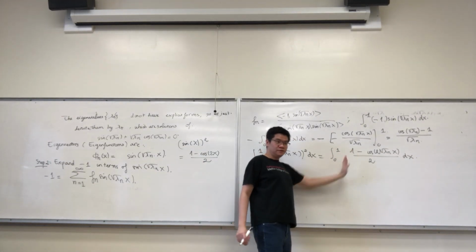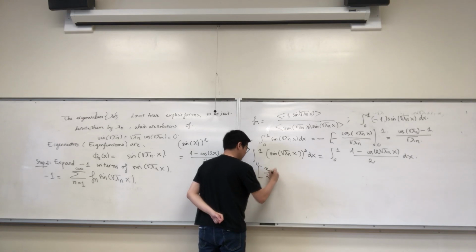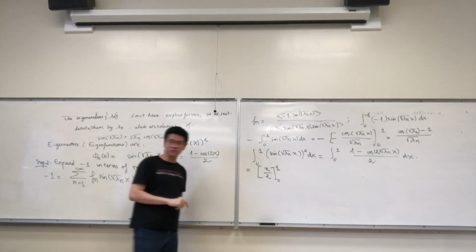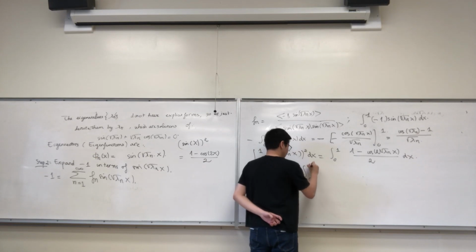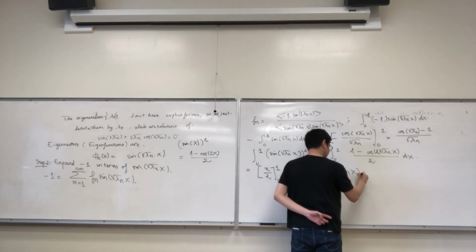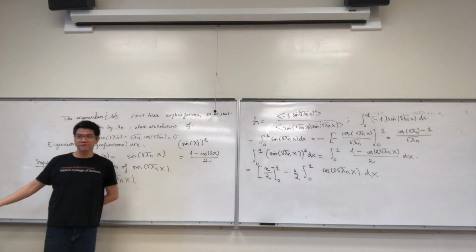So again, for the first one I'm going to have x over 2, and I take the difference between the two limits, 0 and 1. The second one is minus 1/2 of the integral of cosine of 2 square root of lambda n x dx. Alright? Is it clear?